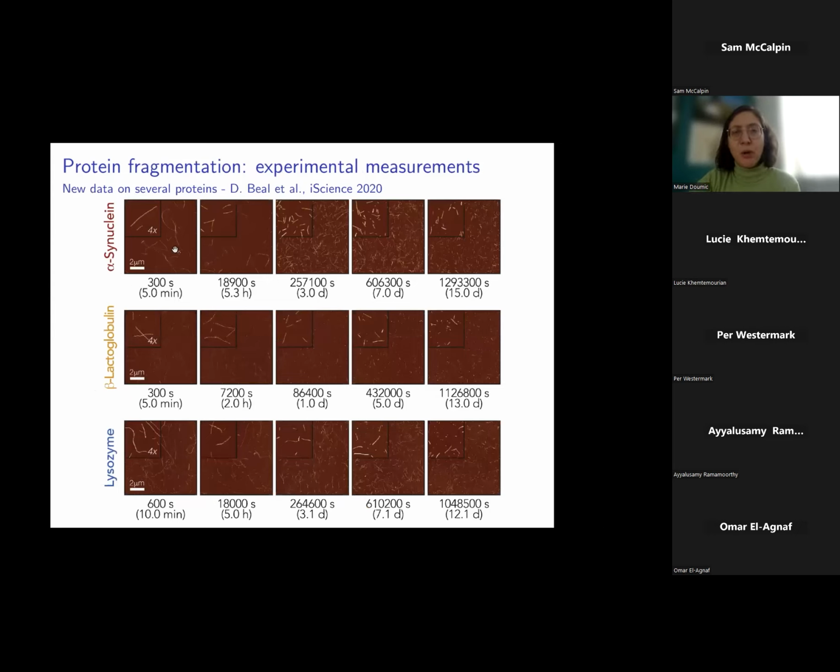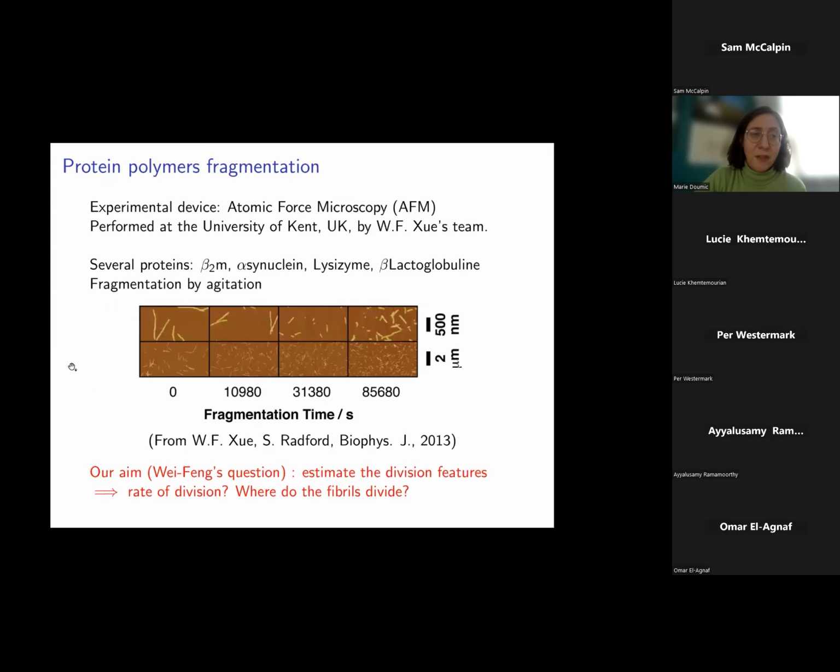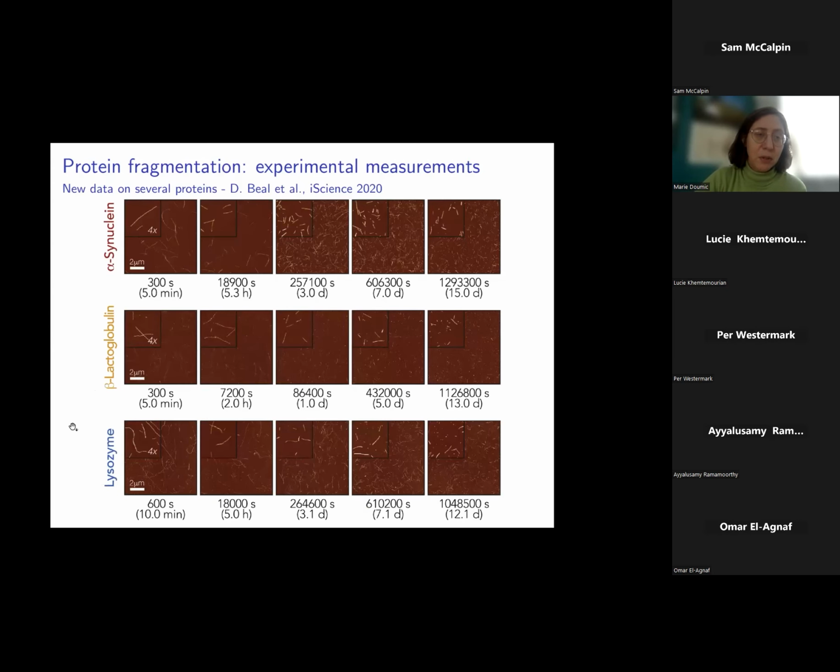Here I show the experiments carried out on the other proteins: first beta-2M, then lysozyme, beta-lactoglobulin, and alpha-synuclein. The question was also, are we able to compare the characteristics of all these fibrils, and can we link them to their pathological abilities?